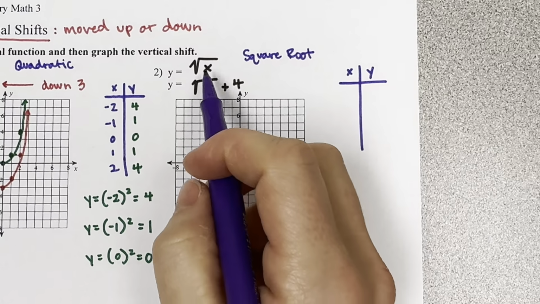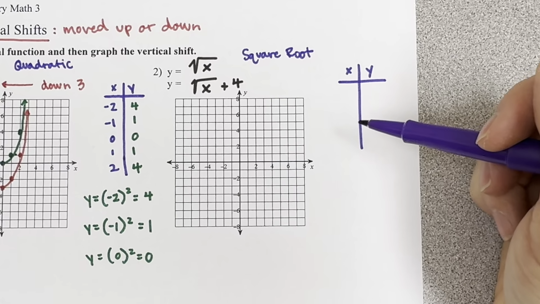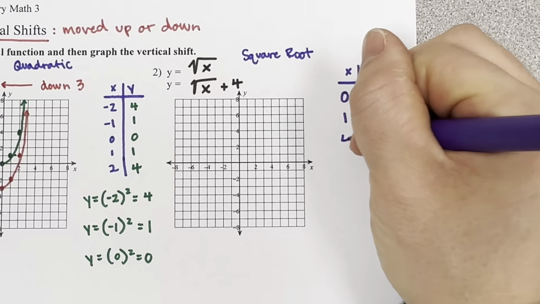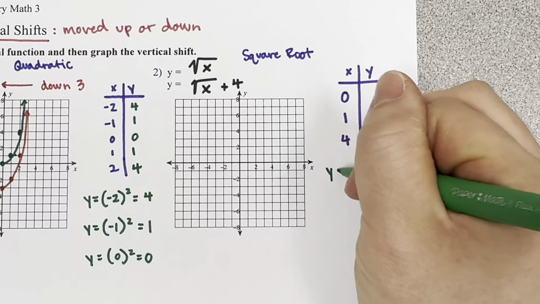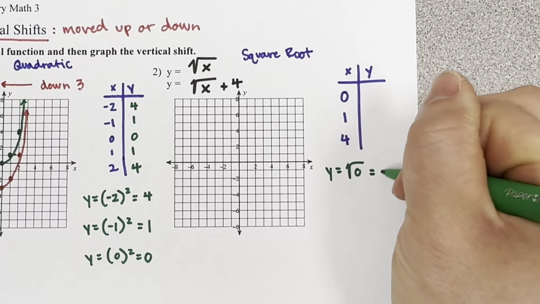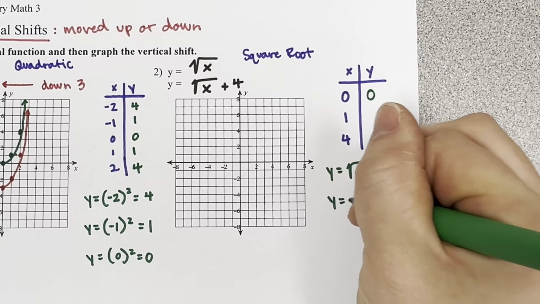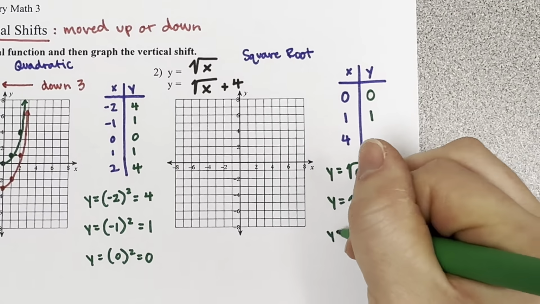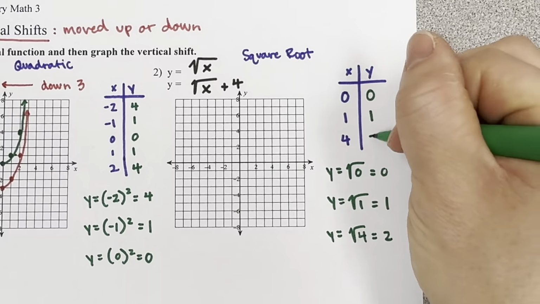Here's the thing I want to remember with square root. I want to choose numbers that I'm plugging in that will actually make sense, or in other words, are perfect square numbers. 0 is a perfect square number, 1 is a perfect square number, and 4 is a perfect square number, meaning I can square root those numbers and get a whole number answer. For example, the square root of 0 is 0. So when I plug in 0, I get out 0. If I do the same thing for 1, the square root of 1 is also 1. And if I do the square root of 4, this is going to give me 2.